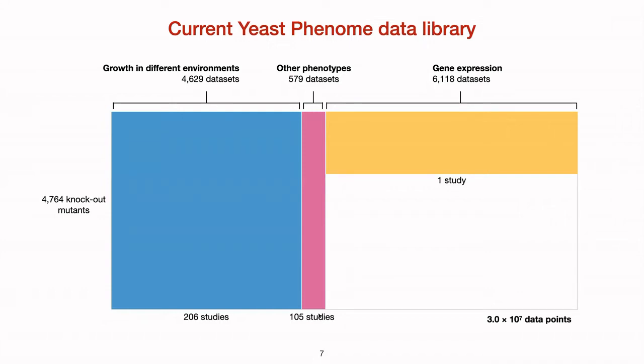Also, these data sets tend to be published in smaller papers, and as a result, they have really never been analyzed in the context of other data sets. While chemical genomic screens usually come in big data sets, they have been analyzed together or integrated with other data sets. These other phenotypes have not been. So in my opinion, they are the most valuable going forward.